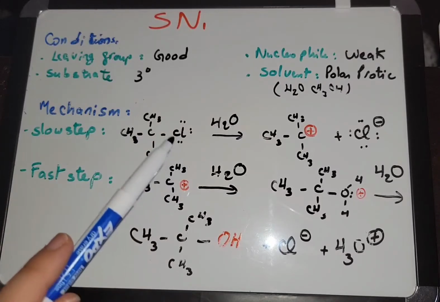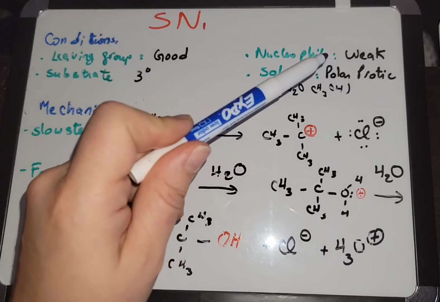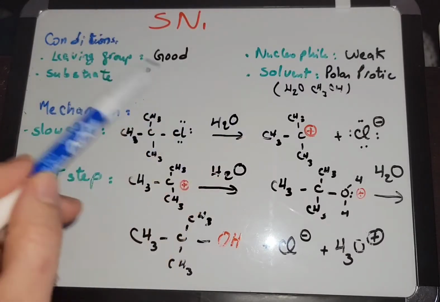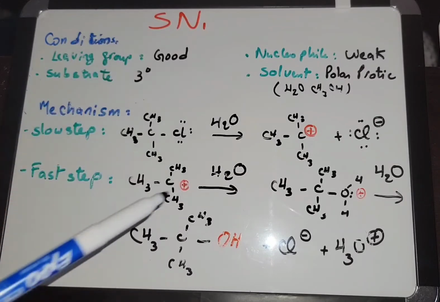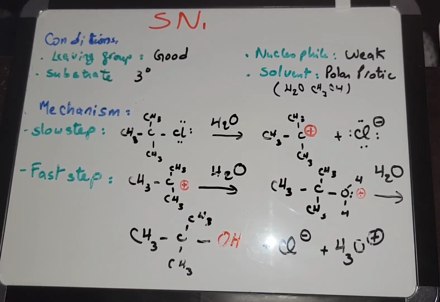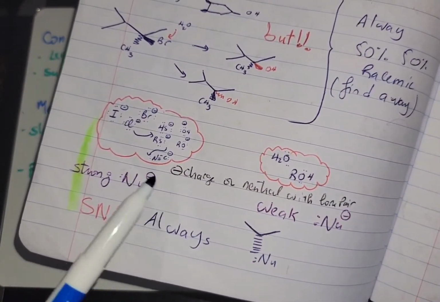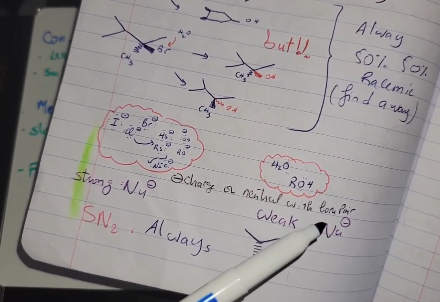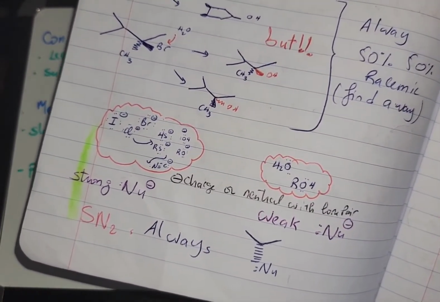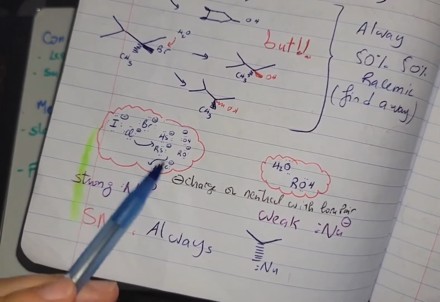The third condition is the nucleophile. The nucleophile for an SN1 reaction has to be a weak nucleophile in order to attack the carbocation after the leaving group leaves. So here we have the list of the nucleophiles. Note, nucleophiles usually have a negative charge, or they can be neutral but with lone pairs. Here is the list of the nucleophiles: iodide, bromide, chlorine, and so on.